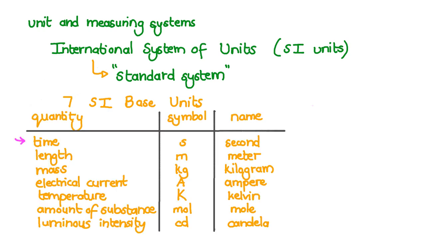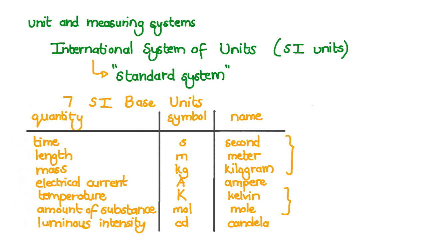These units are the unit for time, whose symbol is a lowercase s, and this is the second. Length or distance measured in meters with a lowercase m. Mass, whose unit is the kilogram and whose symbol is kg. Electrical current, whose unit symbol is uppercase A for ampere. Temperature measured in the unit of Kelvin with an uppercase K. Amount of substance with unit mole and symbol mol. And luminous intensity, symbol cd, for the unit candela.